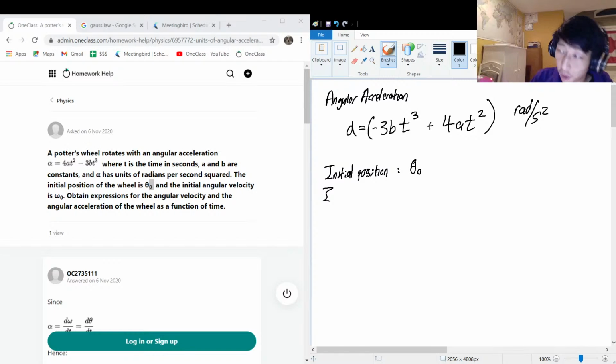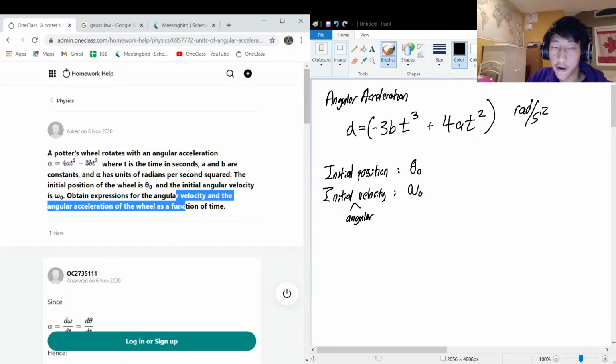That's not a W, that's omega. Initial angular velocity is equal to omega naught. Okay, and now we need to find equations for the angular velocity and angular position. I think it means angular position instead of angular acceleration, because it's right there, of the wheel as a function of time.